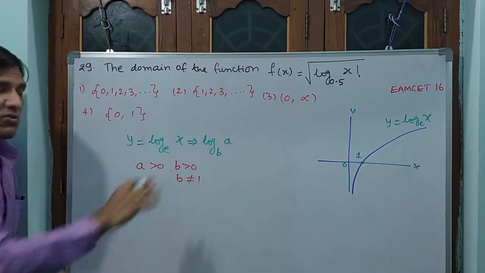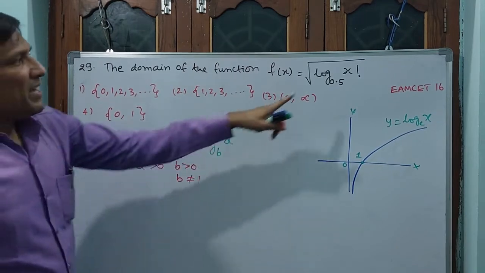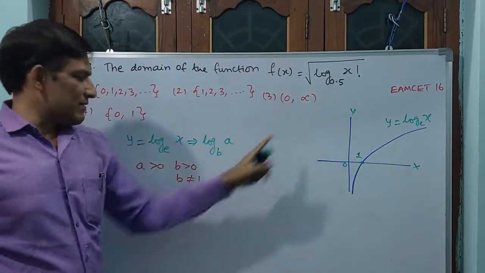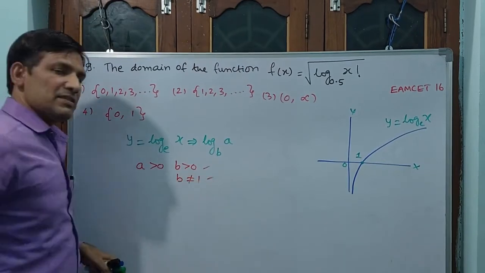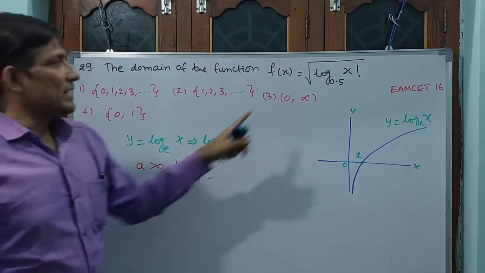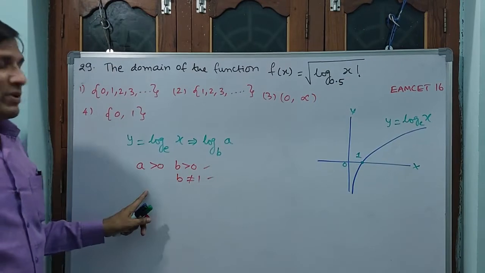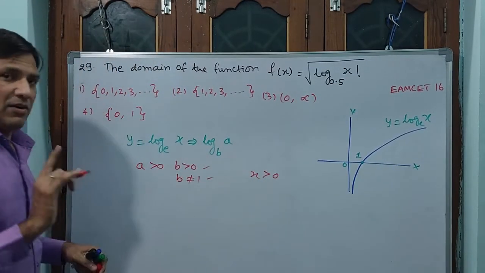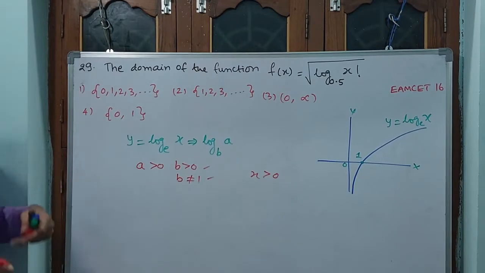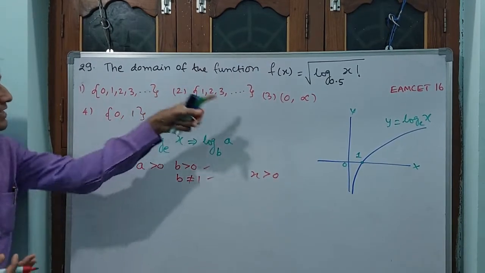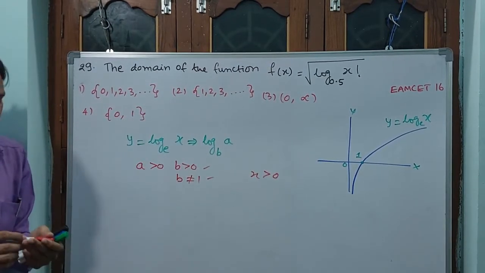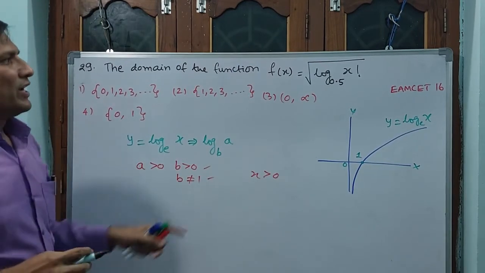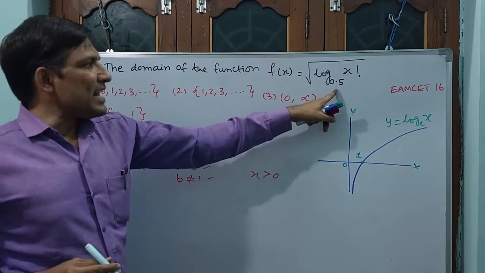According to our question, the base is greater than 0 and the base is not 1. That means these two conditions are satisfied. Now you go for x. X should be greater than 0. But x greater than 0 means what is the exact value? Among these values you have to keep the exact value.